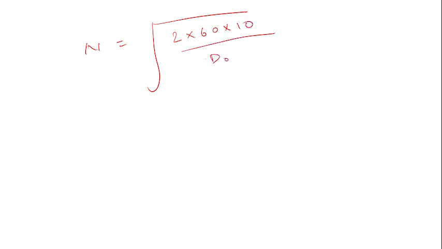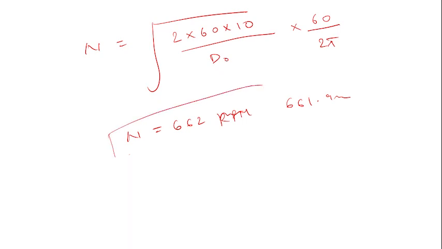So we have space. Okay. Now n will be root of 2 into 60 into 10 divided by d naught. I have written R as d naught by 2, into 60 divided by 2 pi. So your n will be 662 rpm or 661. Does anyone match my answer? Yes, ma'am. 661.5946 is coming. Okay, around 662, 661, that will be your answer.